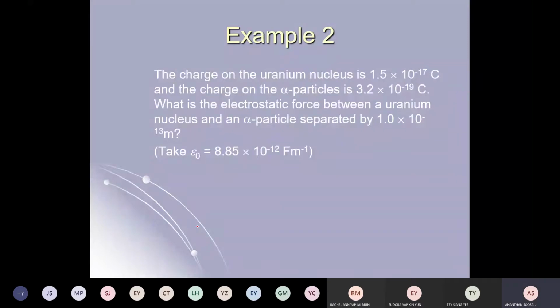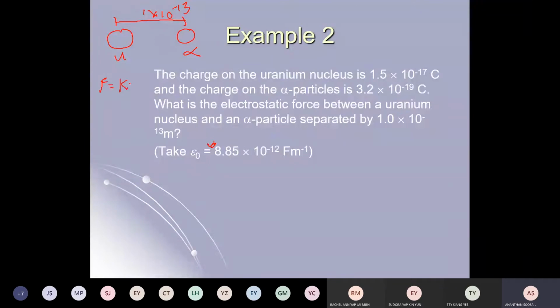The charge on the uranium nucleus and the charge on the alpha particle are given. What is the electrostatic force between the uranium nucleus and the alpha particle, separated by a distance of 1 times 10 power negative 13? One is the uranium, another one is the alpha particle. Okay, so find the force.